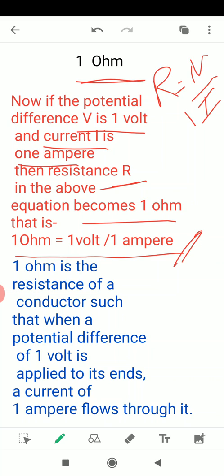1 ohm is the resistance of a conductor such that when a potential difference of 1 volt is applied to its ends, the current flowing through it is 1 ampere. So we should learn that 1 ohm is the SI unit of resistance and it is equal to 1 volt per ampere.